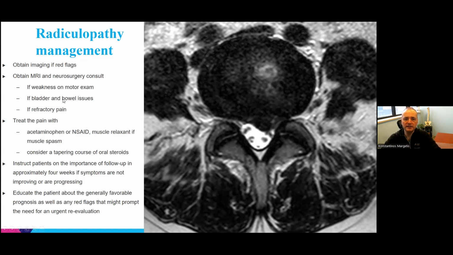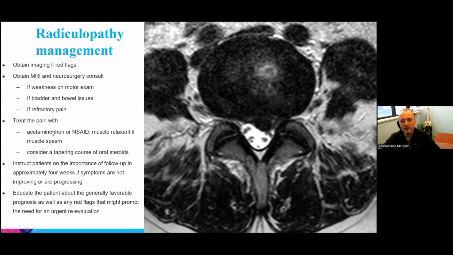So in that case, if there is any weakness, if there are any bowel or bladder issues, which raise the suspicion for cauda equina, as we said, or if the pain is refractory and hasn't responded to non-operative treatment, then we get an MRI, and we might need to get a consultation with spine surgery.